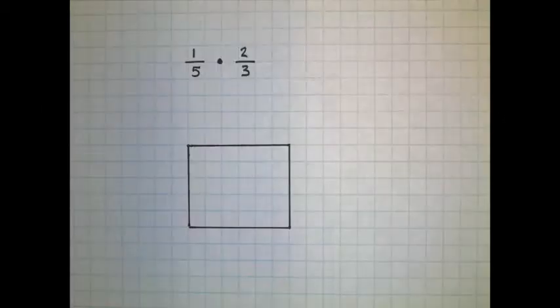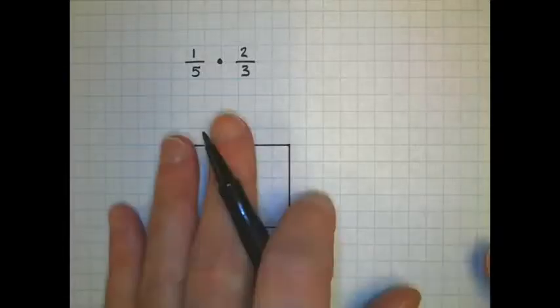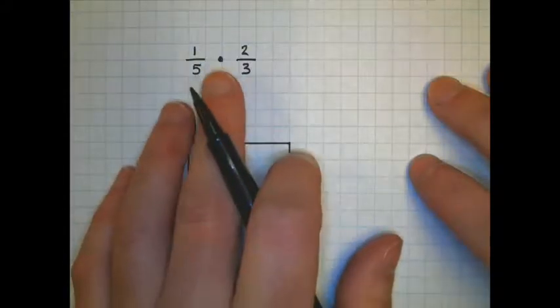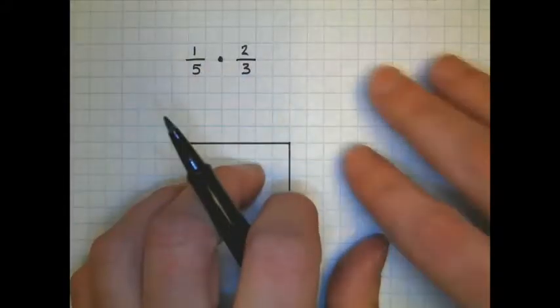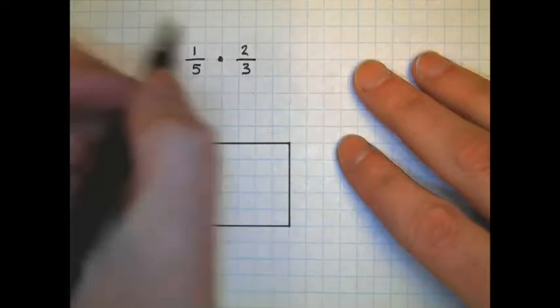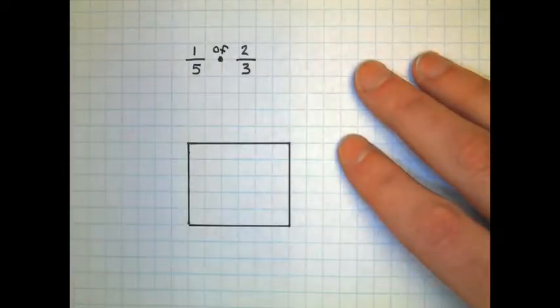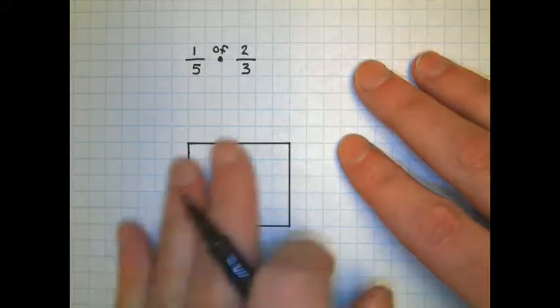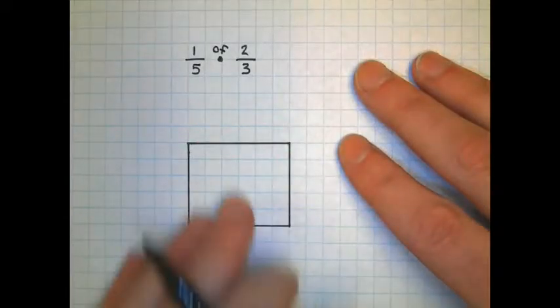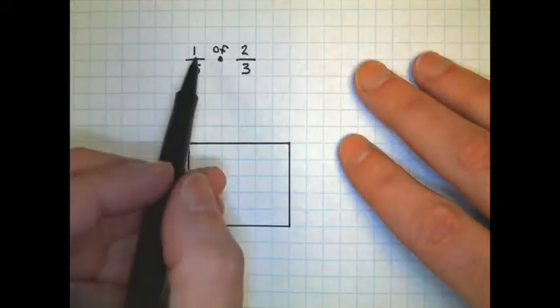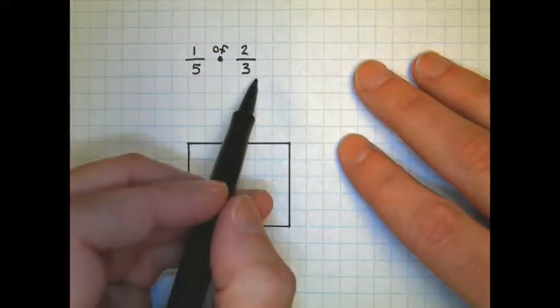In this lesson, our objective is to understand and be able to multiply fractions with fractions using an area model. Here we have 1/5 times 2/3. Oftentimes we can think of that times as the word "of." Sometimes that's easier, especially when we're doing area models, to think of multiplying as the word "of." So I'm going to think of it as 1/5 of 2/3.